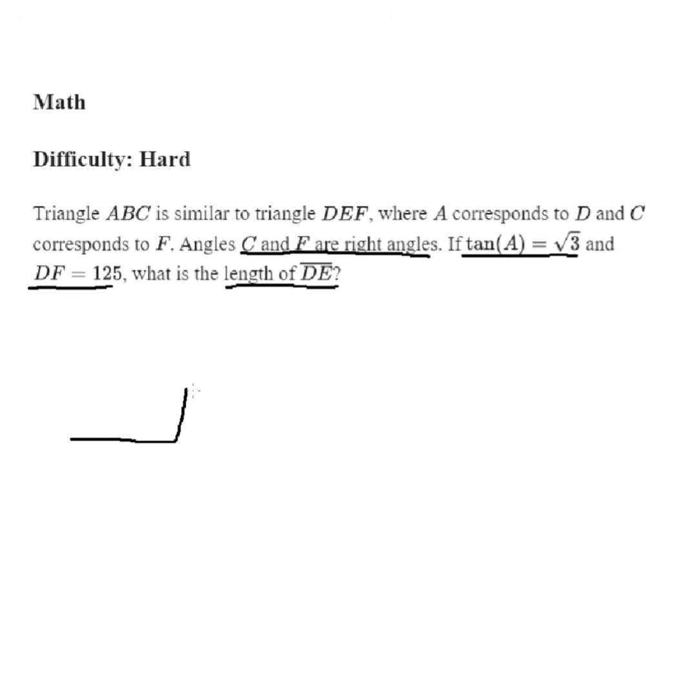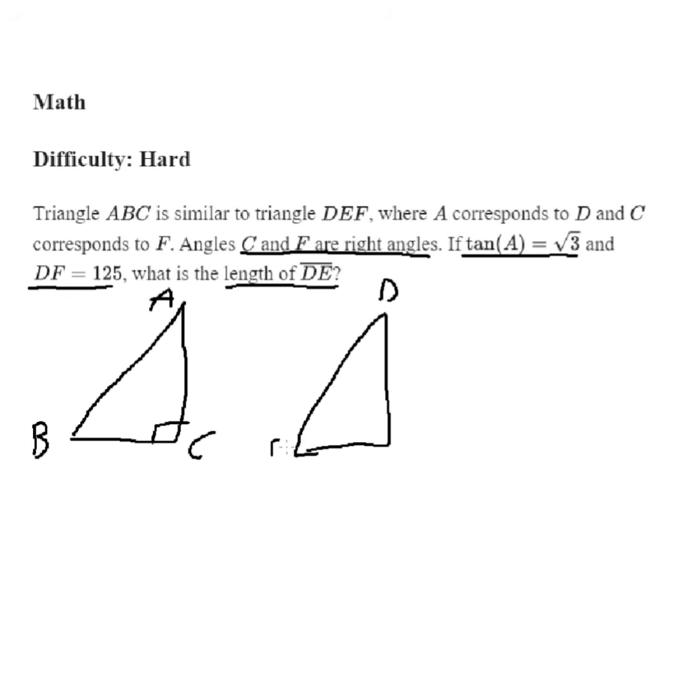So the first thing we can do is start by drawing each triangle, right? We have triangle ABC, where C is a right angle, so it's going to look like that. And then a similar thing for DEF, where it's going to be D, E, sorry for that bad E, and F right here, where F is a right angle, right? So from here we can draw on what we have.